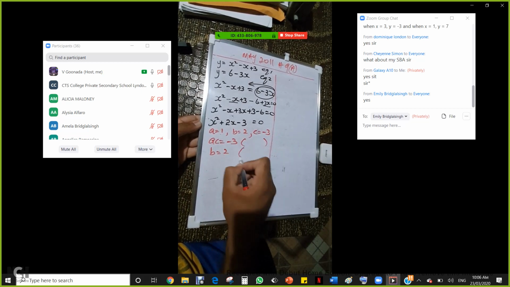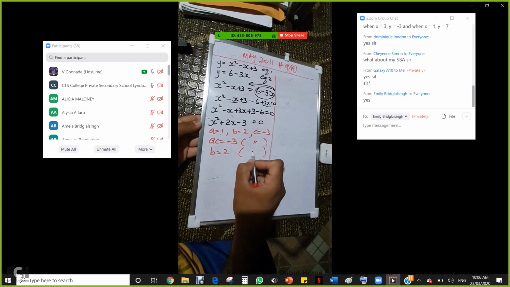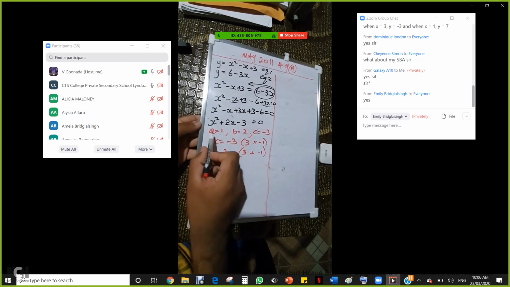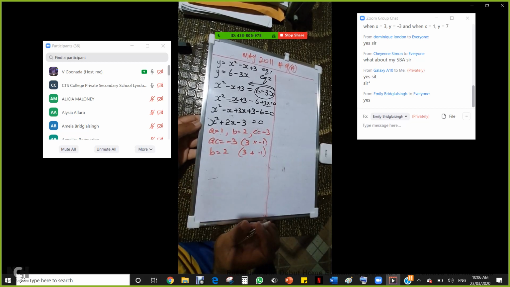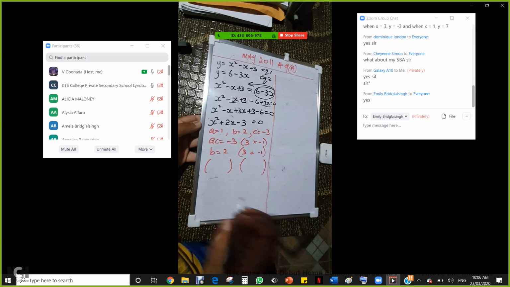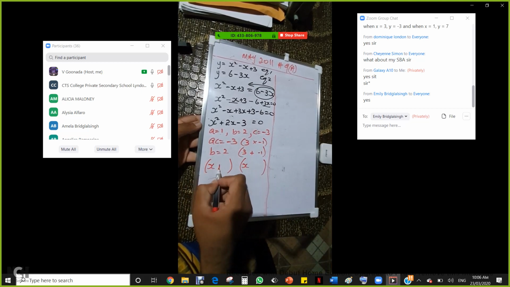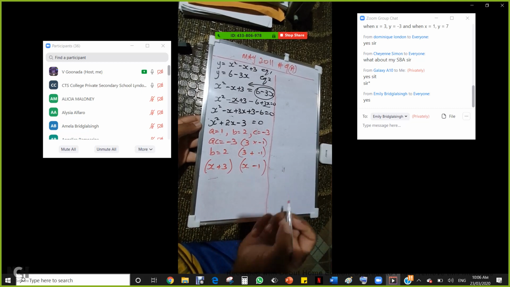So two numbers, when you multiply them, you get negative 3, and when you add them, you get positive 2. Those numbers are 3 and negative 1, and 3 plus negative 1. Again, the coefficient of x squared is 1, so we can use the shortcut method. So we open a pair of brackets, x, and then we put the values here. Plus 3 and minus 1. Of course, equal to 0.